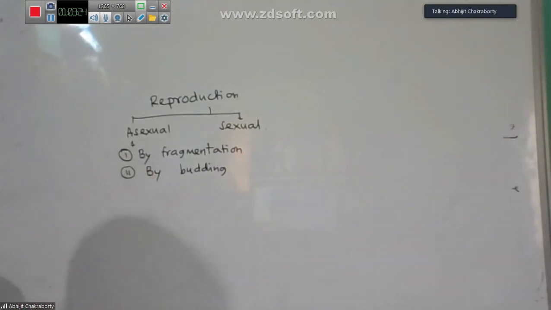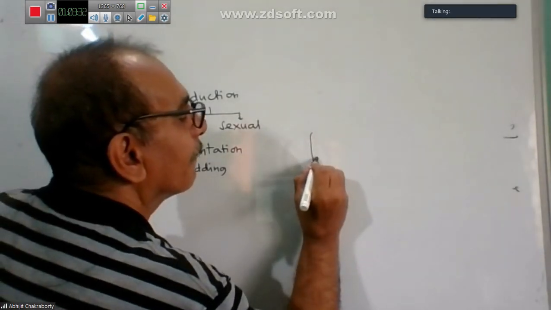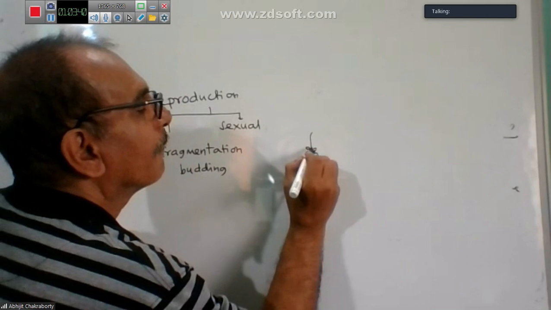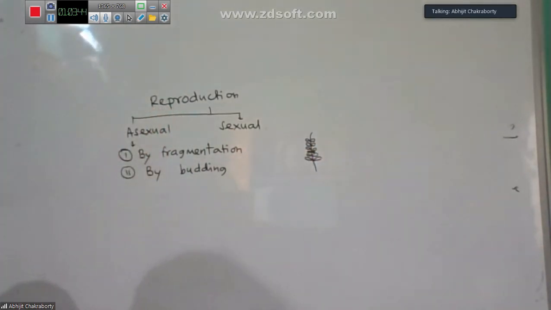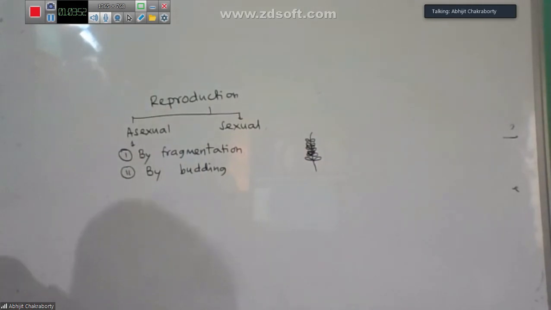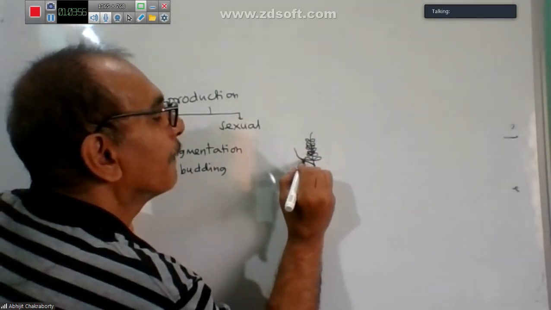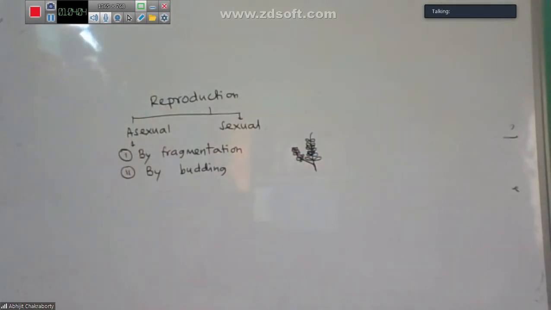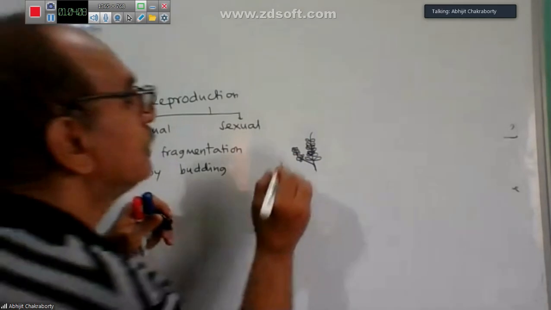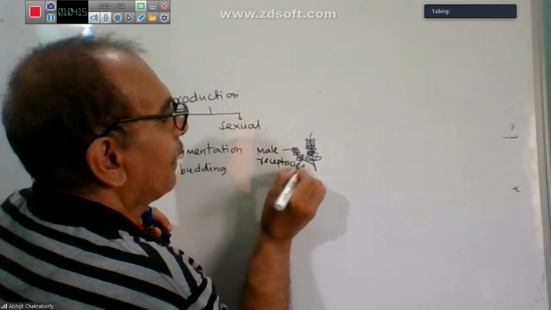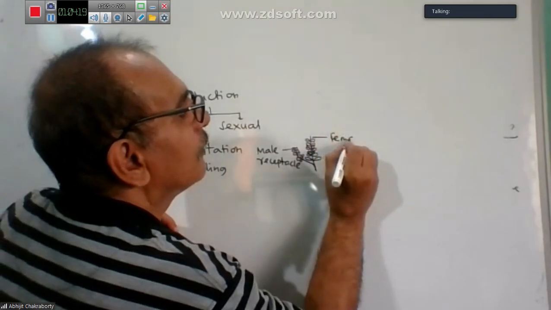Look, one structure I am showing you. Suppose a moss plant. These are leaf-like structures. They're actually spirally arranged. And here you will get the, this is called the male receptacle, and this is the female receptacle.